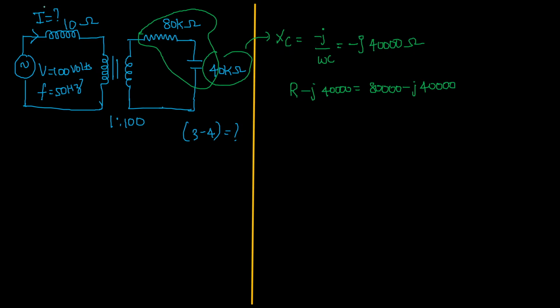Now focus on the question. The question asks, current I is dash. How will you calculate the total current supplied by the source? For that we need total supply voltage divided by total impedance offered by the load. So now from the source, what we need is the total impedance offered by the load.